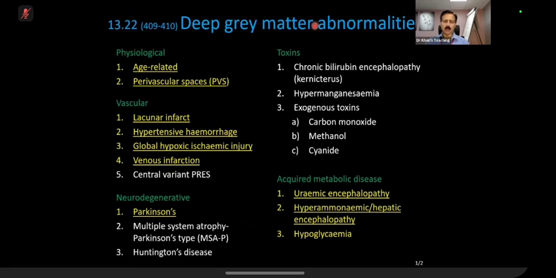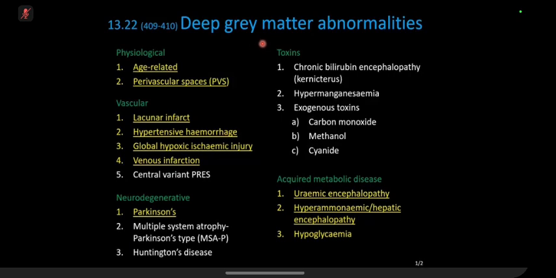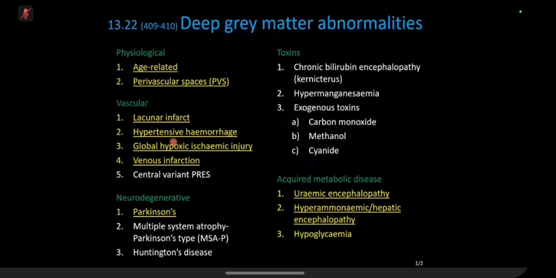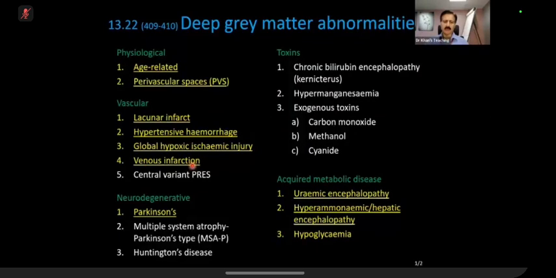Now, deep gray matter abnormalities. Look at this word, deep gray matter. So remember that basal ganglia is gray matter, thalamus is also gray matter. But here, what is meant, in Chapman, is basal ganglia. And you can see it can have vascular causes, and some of these are potential exam cases. Venous infarction is a very important exam case, which I have showed you previously. Global ischemia, or near drowning, etc., that can come in the exam.